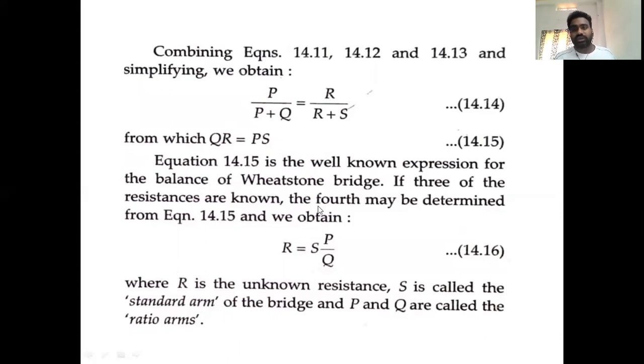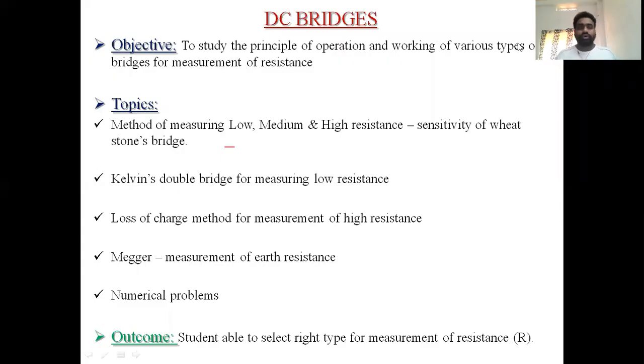That is up to today's class. In today's class, we have discussed the objective and the topics in DC bridges. The main purpose of a DC bridge is to measure resistance. Three types of resistance we will measure: low resistance, medium resistance, and high resistance.